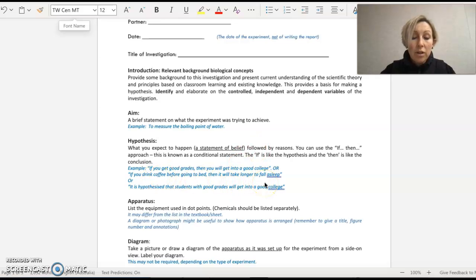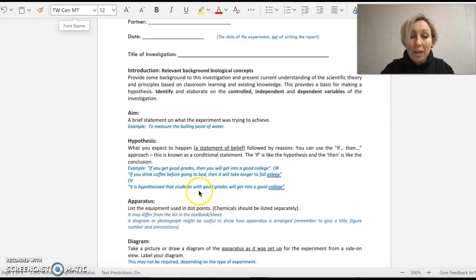The convention is usually, if this changes, then this is expected to happen. That's a pretty classic way to construct a hypothesis. Otherwise, it's hypothesized that is a good start because it is impersonal and it was hypothesized. That maintains past tense. Students with good grades, as it says here, will get into a good college or university.